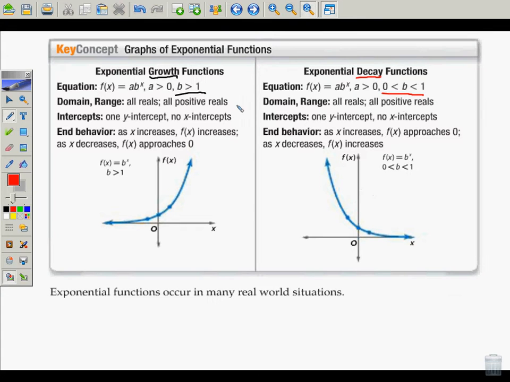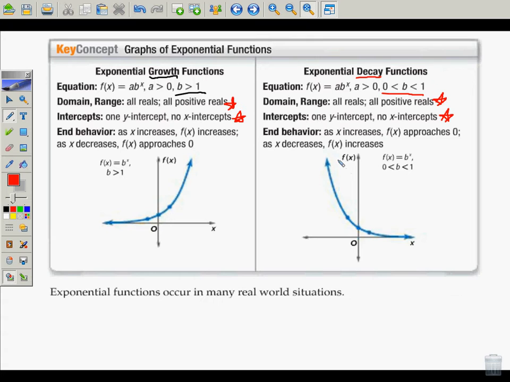Notice domain and range are exactly the same. Intercepts are exactly the same, one y-intercept, no x-intercepts. The end behavior is exact opposite. For growth, as x increases, y increases. As x decreases, y approaches 0. And I'm saying y instead of f of x. Remember, y and f of x are the same thing.